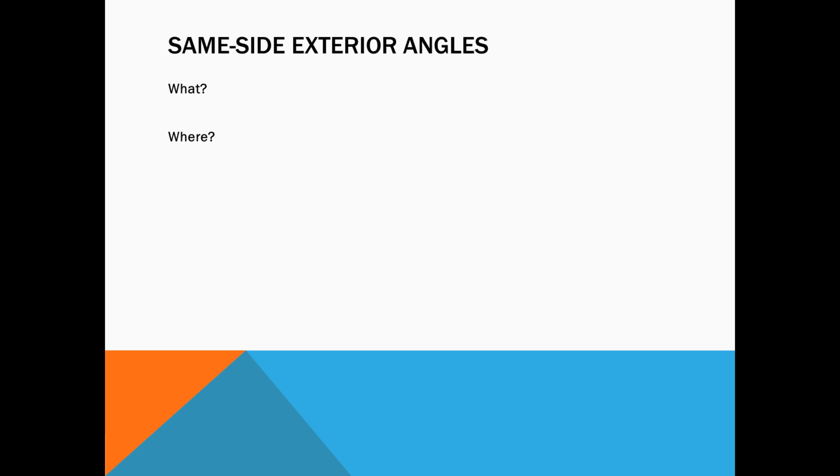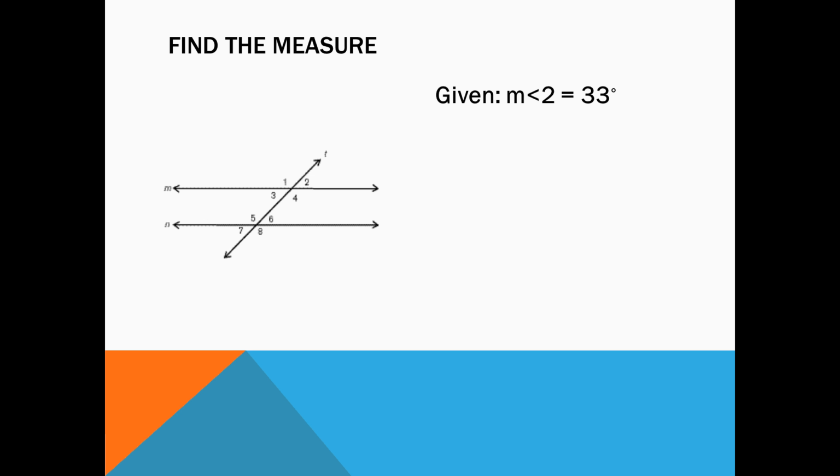With same side exterior angles, they're angles that are on the same side of the transversal but must be outside of the parallel lines. If we are given that the measure of angle 2 is 33 degrees, we want to find the same side exterior angle that is with angle 2 and also find its measure. So on the same side of this transversal, we come down and find that it's angle 8.